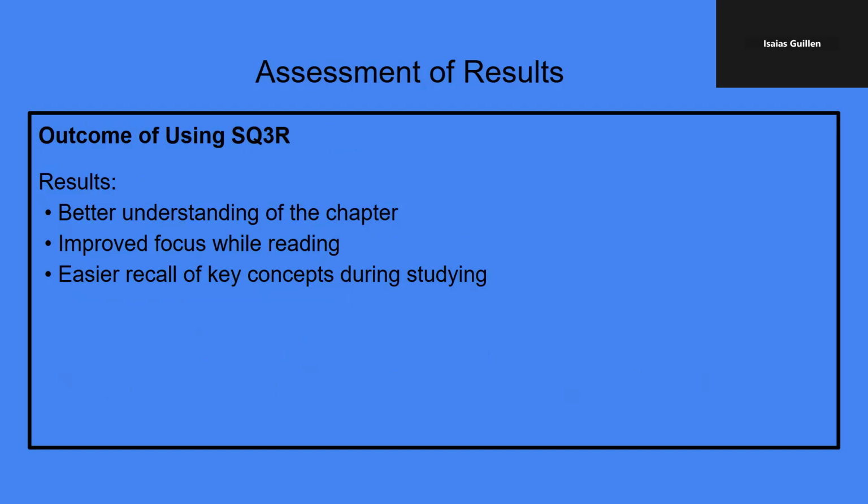After using the SQ3R strategy, I noticed several improvements in my learning. First, I had a better understanding of the chapter because I was actively thinking about the material while reading it. Secondly, it helped me stay focused since each step required me to interact with the text rather than just reading it passively. Finally, I found that I could remember key concepts more easily when studying later because I already had practice recalling the information during the recitation step.